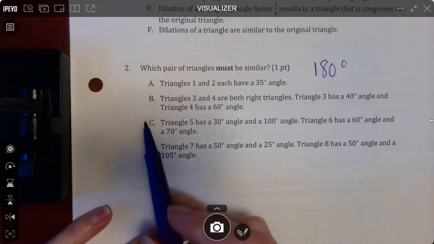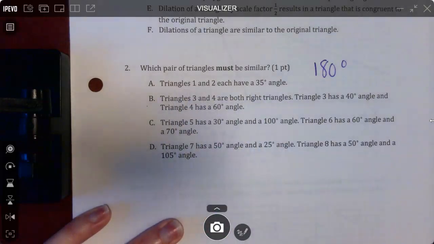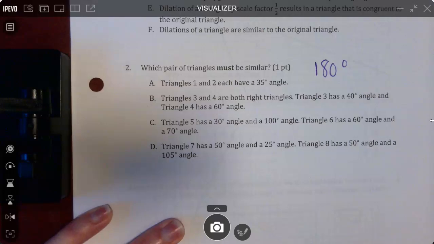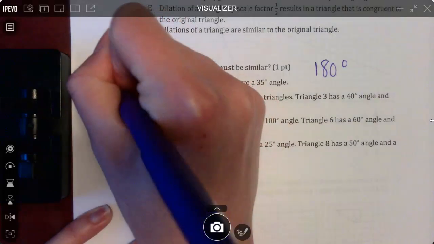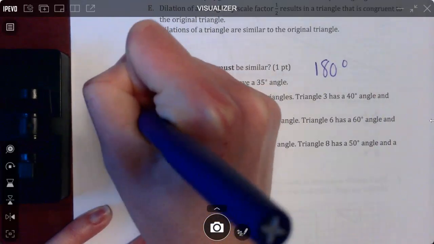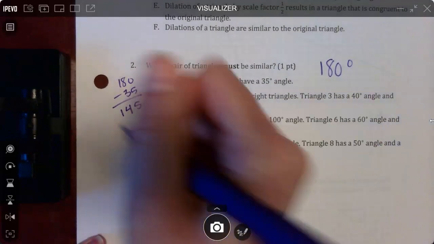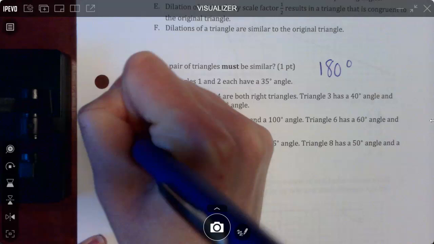Okay, so first option says triangles 1 and 2 each have a 35-degree angle. So you know one of the 3 angles for each triangle. So that means if I take that away, what I have left is 145 degrees. The problem with this is that I could make that in many different combinations.